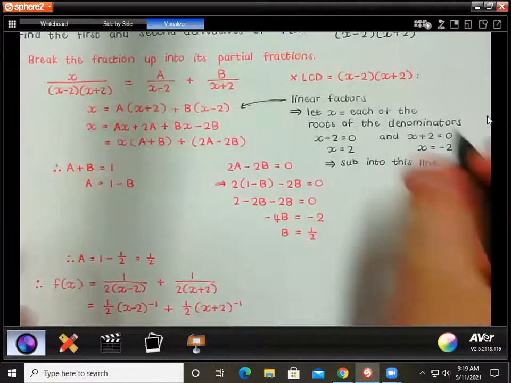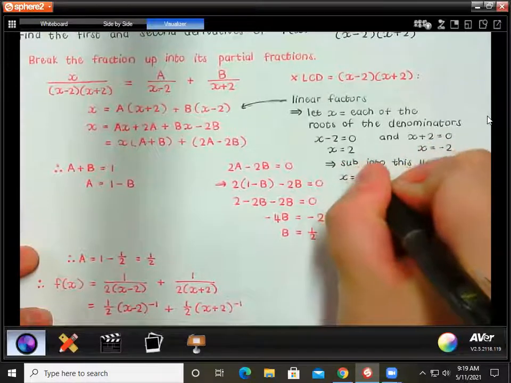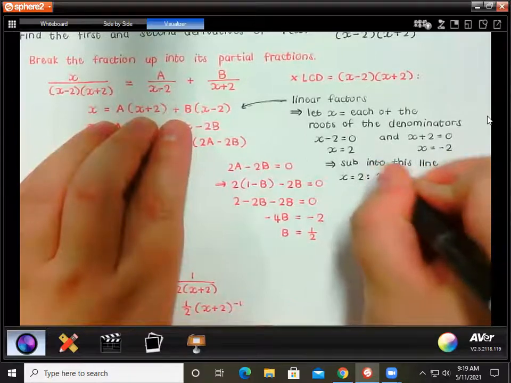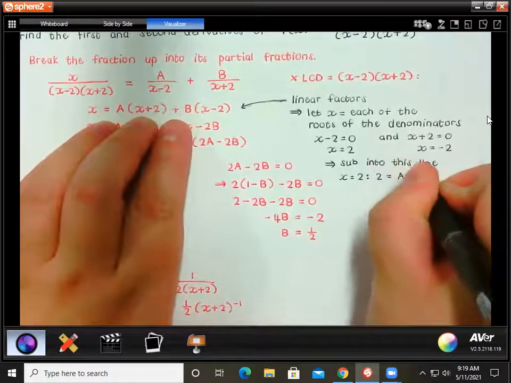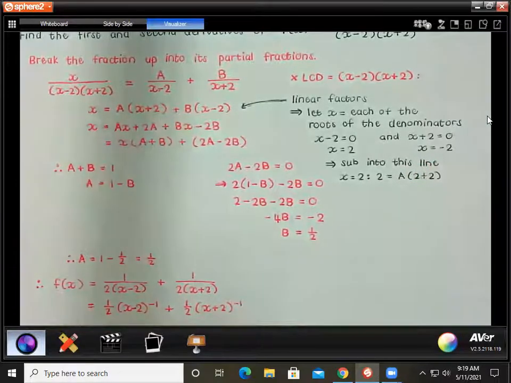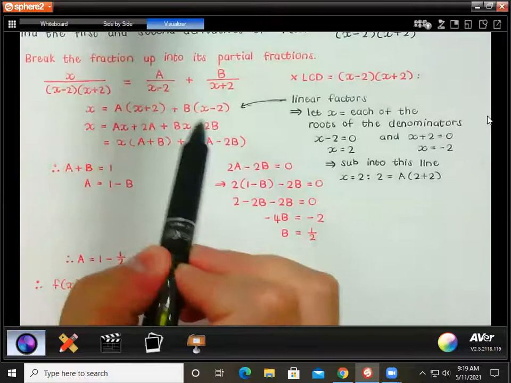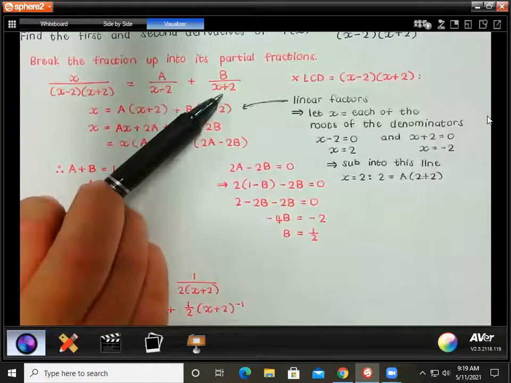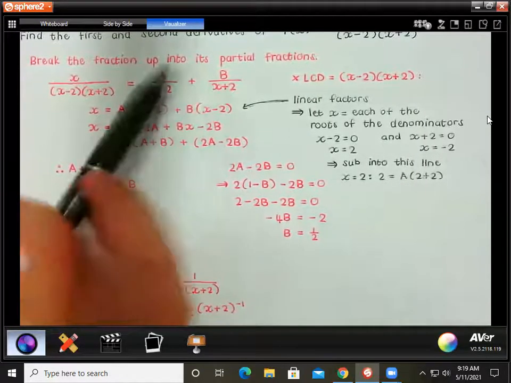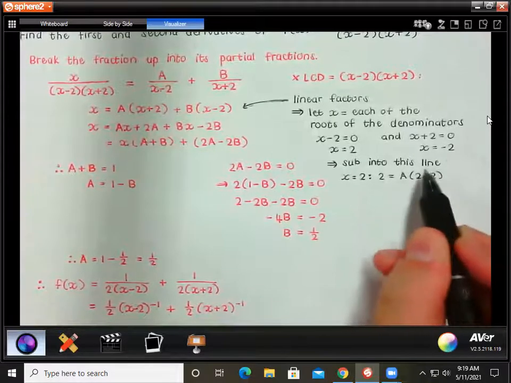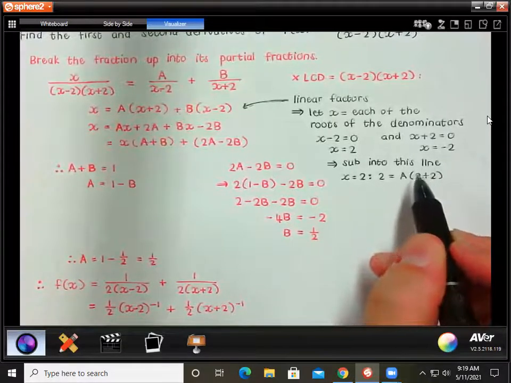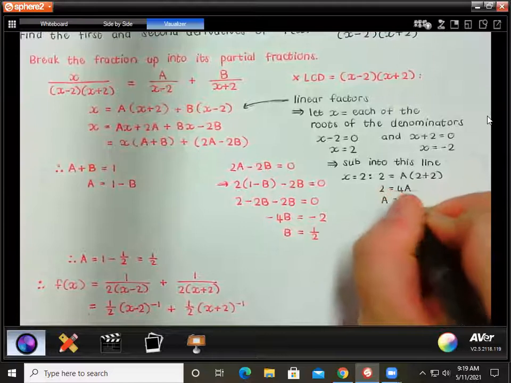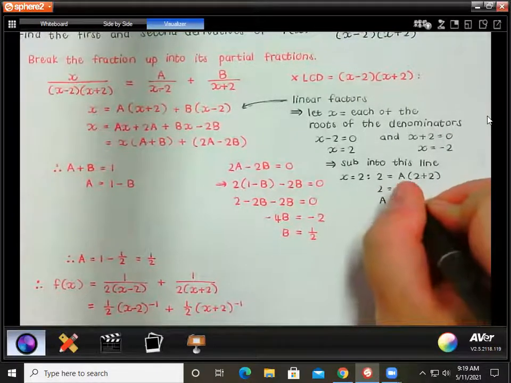So then if you're subbing in x equals 2 into this line, you're going to say 2 equals a times 2 plus 2. And what's going to happen with the b term, if you make x equals 2, it's going to be 2 minus 2, which is 0. So the b term is going to go away. Remember, what are we solving for? We're trying to find the a and the b values. So here we have 2 is equal to 4a. So if I then solve for a from there, 2 equals 4a, then I'm going to get that a is equal to 2 over 4, which is a half.